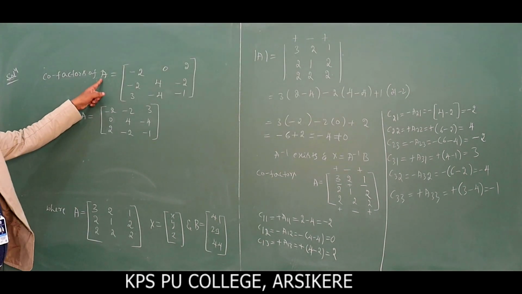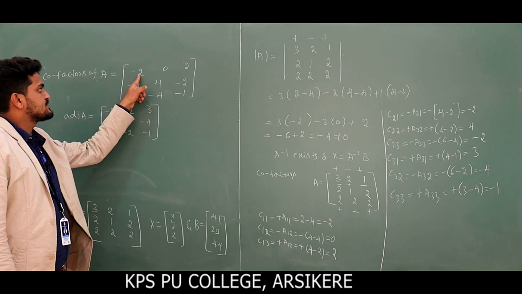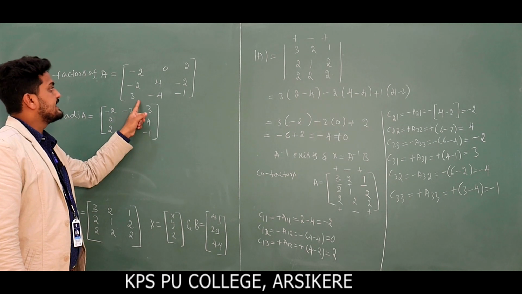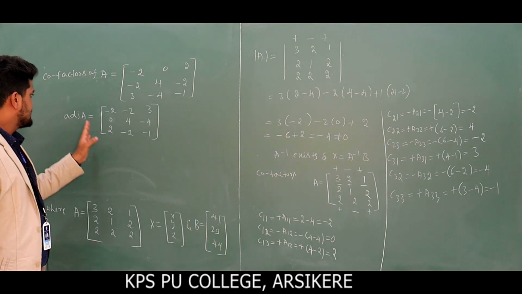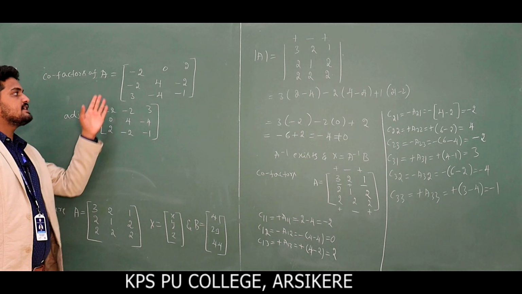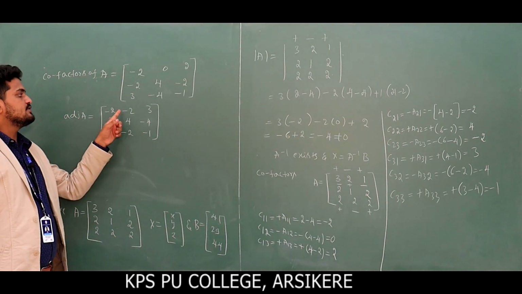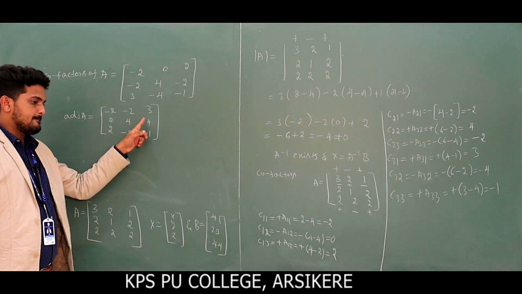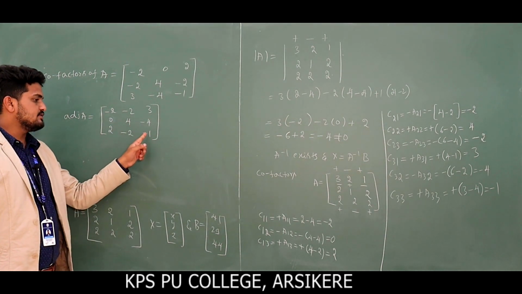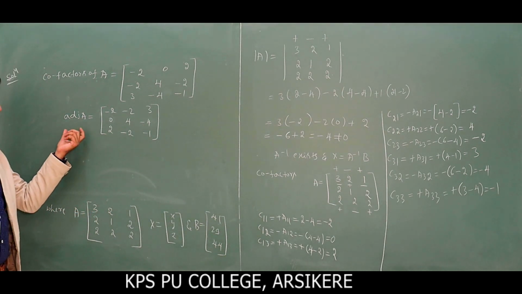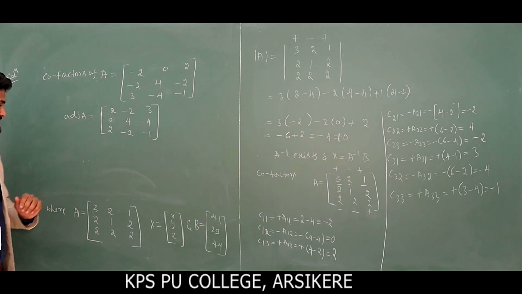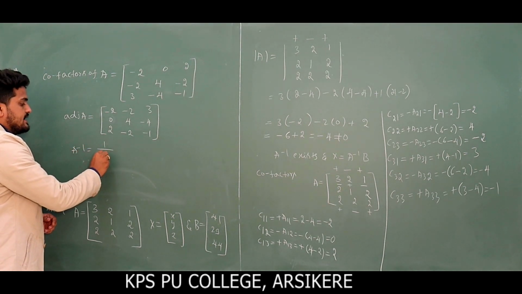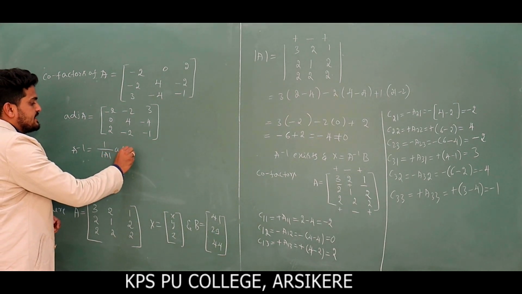Therefore, cofactor of A is equal to minus 2, 0, 2, minus 2, 4, minus 2, 3, minus 4, minus 1. So you know that adjoint A is nothing but the transpose of the cofactor: minus 2, 3, 0, 4, minus 4, 2, minus 2, minus 1. If you know the value of adjoint A, it is easy to find the A inverse value, because we know that A inverse is equal to 1 divided by determinant of A into adjoint A.